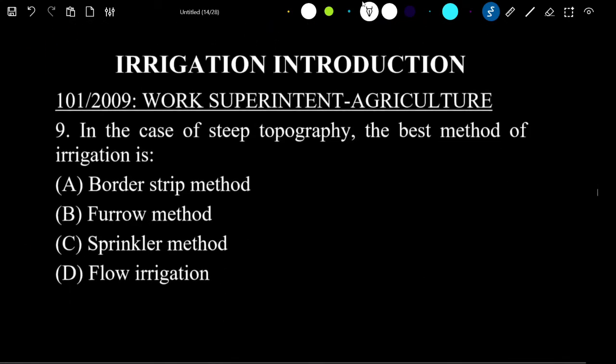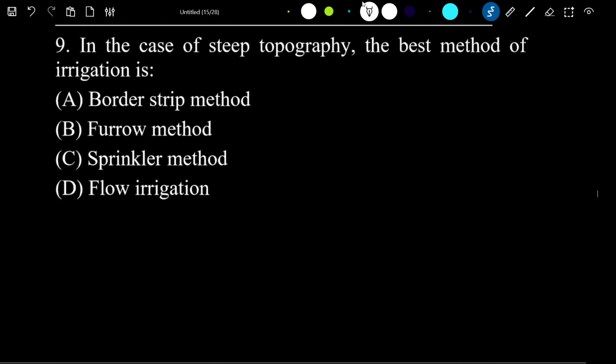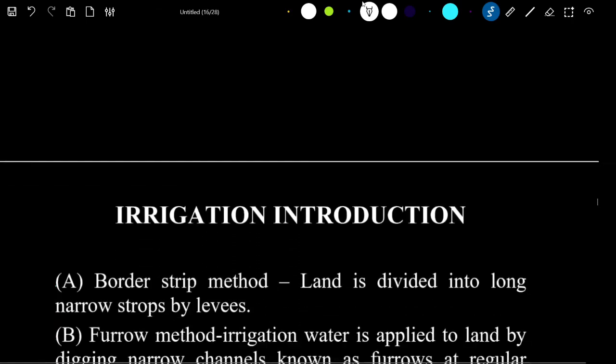Now we'll move on to the next question. In case of a steep topography, the best method of irrigation is. Now, the correct answer is option C, that is sprinkler irrigation. So, we'll see one by one what the other options are.